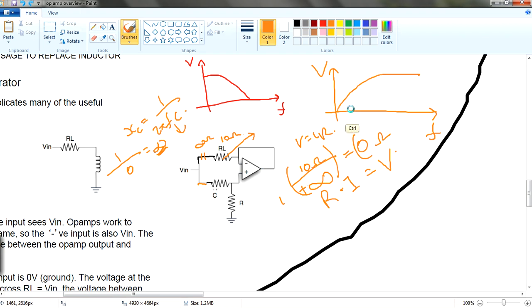So in this case, if the frequency is low, your capacitance is going to take in all the voltage. So you leave very little voltage for your RL. So this is why your RL over here is 0.